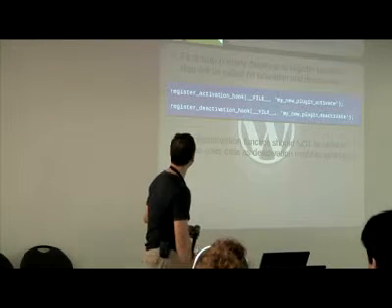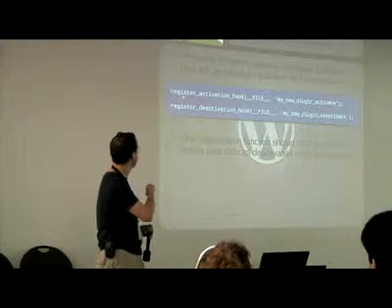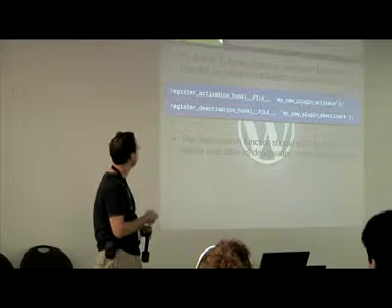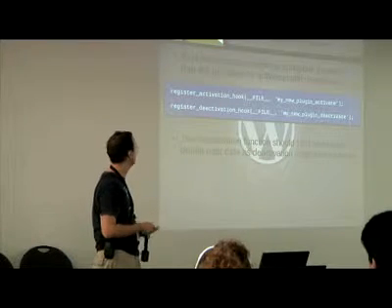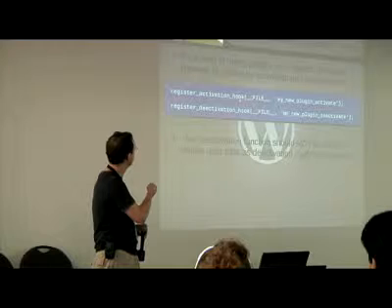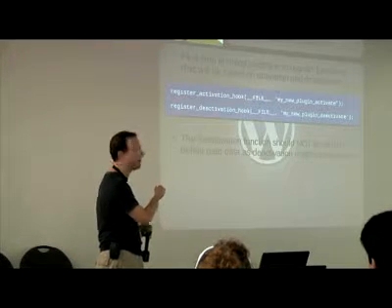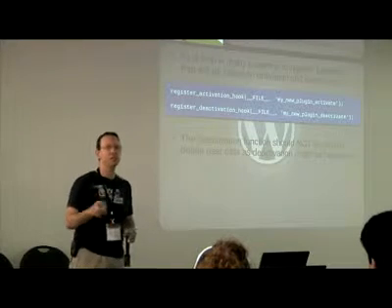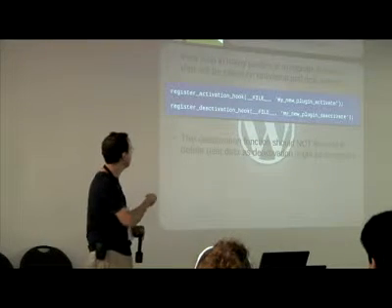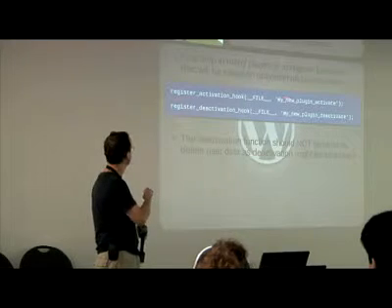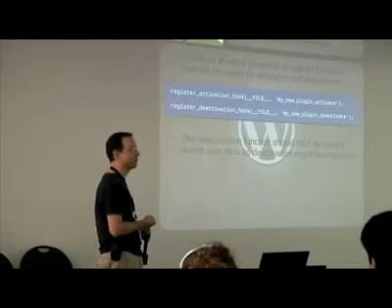So the way you do that is you have the register activation hook function. Now this is a little different than the action hooks we've seen before. What you're doing is you're specifying here a file name. You can see here this is __FILE__. This is actually a PHP constant that refers to your plugin file. And then you have the name of the code that should be called. You also have deactivation hook.